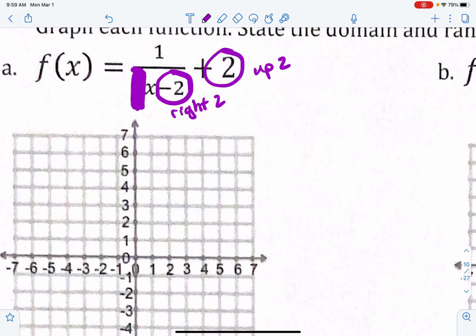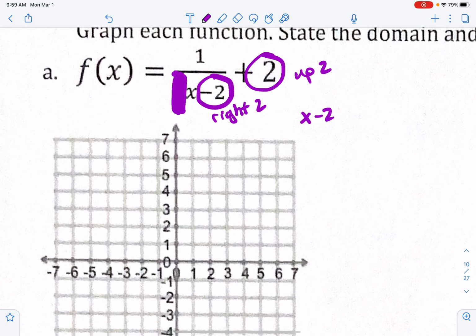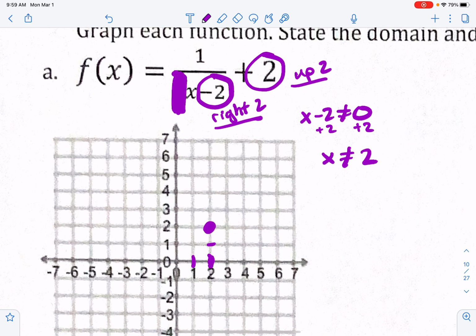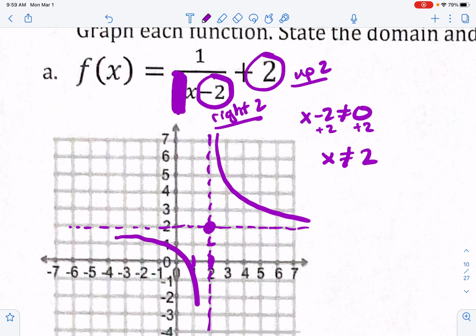Or if it helps you to think about it, x minus 2 can't be 0. So if we add the 2 over, that means x can't be 2. So we've got a bad place at 2 right here. And up 2, okay? So right 2, up 2, this is where my dot is, and that's where my asymptotes are going to cross each other. So there and there, okay? And he's just going to look like boomerangy things here and boomerangy things there.